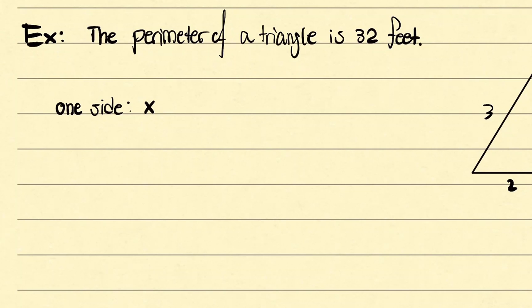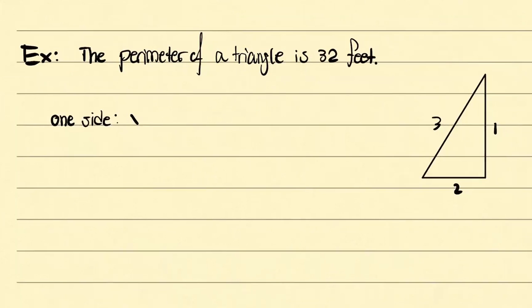Oh, did I mess up the verbiage of this question when I wrote it down? The perimeter of a triangle is 32. One side is 11 feet longer than the second side. Oh, okay. Sorry. So I need to be really careful on how I write this down.